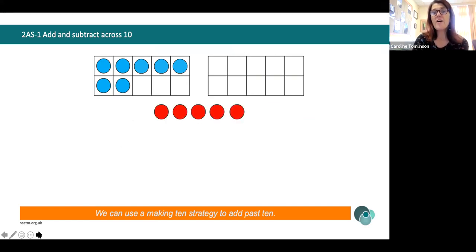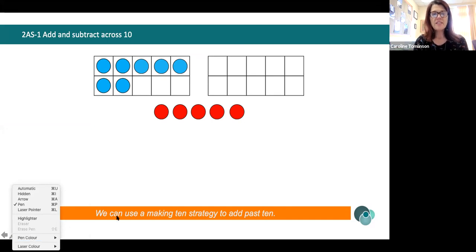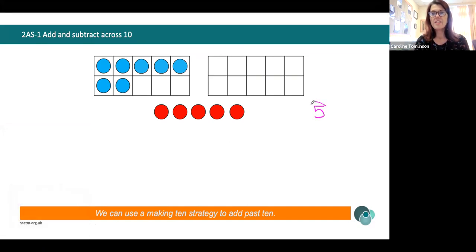So I'm going to try and add 5 to 7. What we want the children to recognise is that this 5 is going to need to be partitioned. So the number I want to add is the 5, and I'm going to partition it into 3, because it's the 3 that's going to make 10, and 2. So I'm going to partition my 5 into 3 and 2 to make 10. We want to make the next 10.